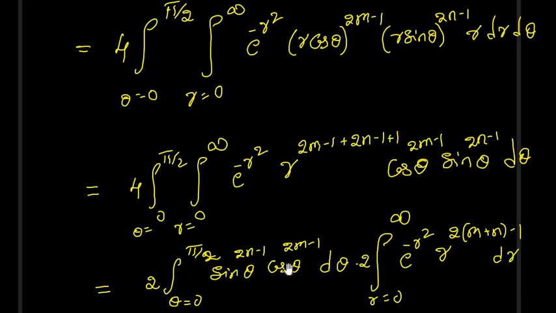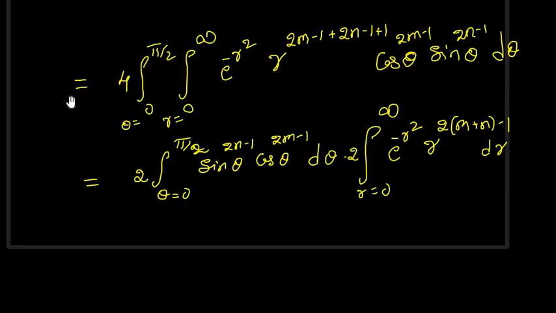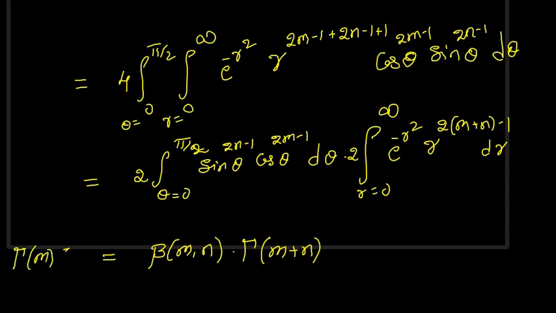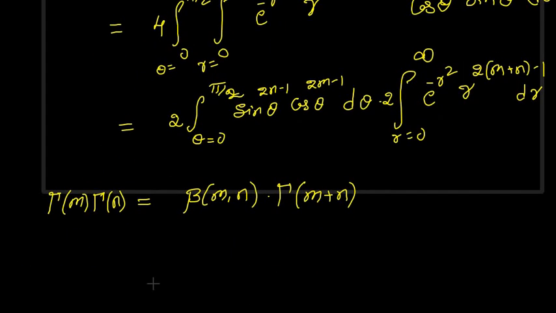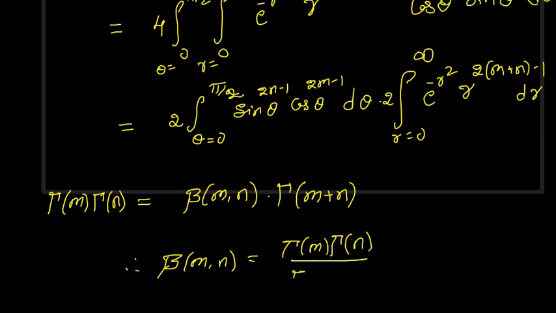If you observe, the first one is exactly beta(m, n), and the second one is exactly gamma of (m plus n). We actually started with gamma m times gamma n. Therefore we can conclude that beta(m, n) is equal to gamma m times gamma n over gamma (m plus n). So I hope you understand. Thank you.